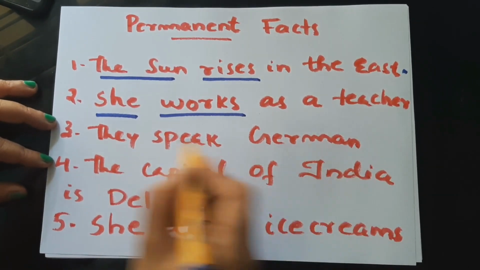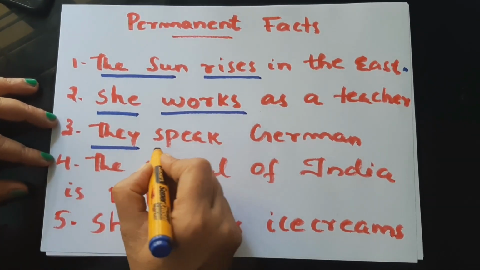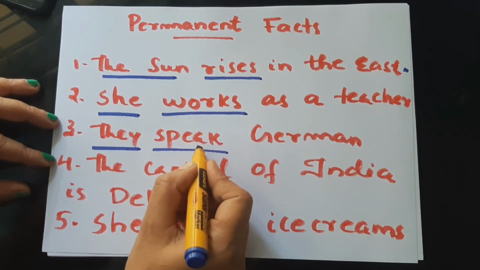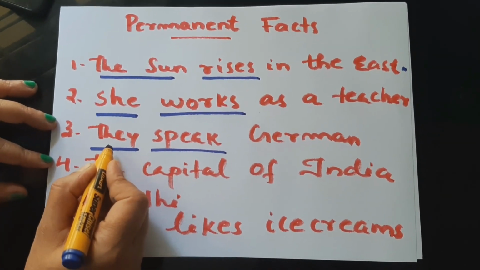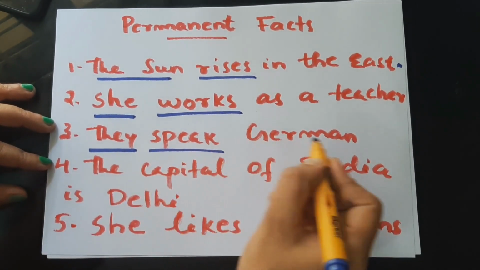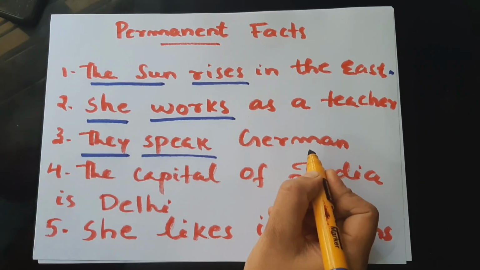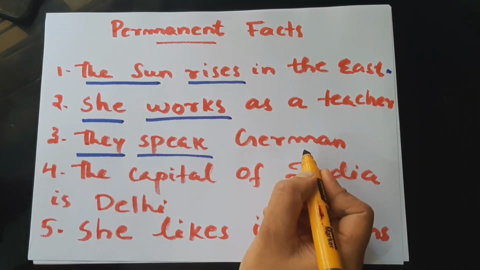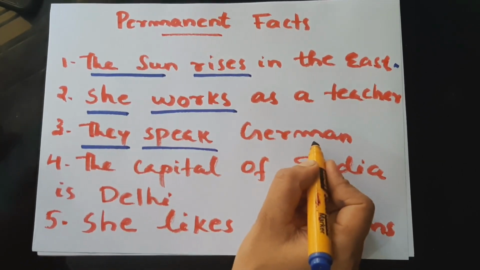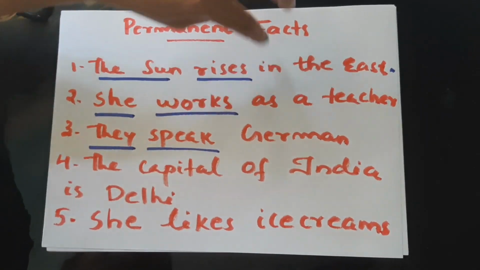They speak German. "They" means a plural subject, so that's why we use the plural verb speak here instead of speaks. The verb is in its plural form because the subject is plural. They speak German means these people are Germans, so they speak their language, German. That's a permanent fact that would not change at all, so we used simple present tense here, just to denote a permanent fact.